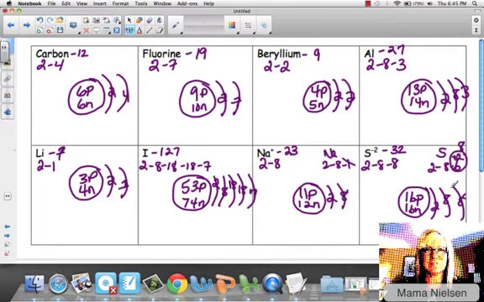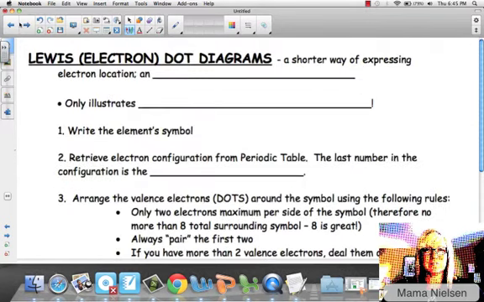So that's just a little bit about how you can draw them. Like I said, I didn't draw the full circles. It was way too time consuming. All right, let's move on.